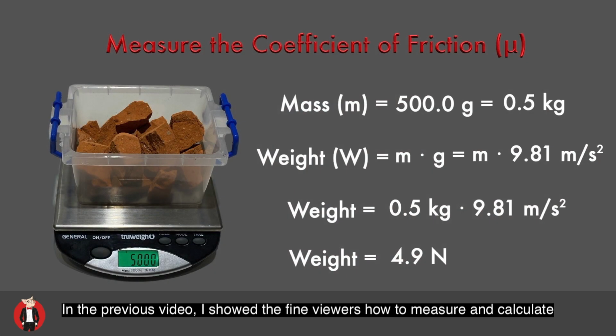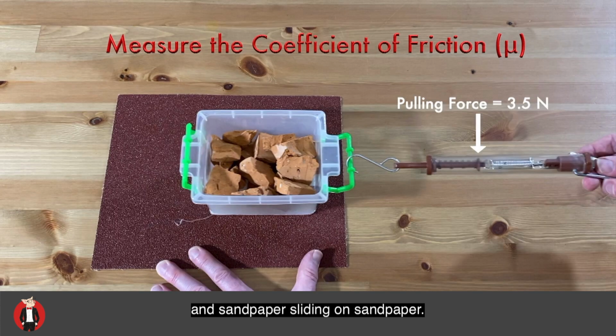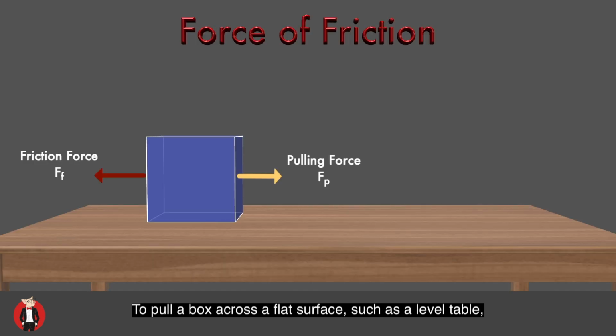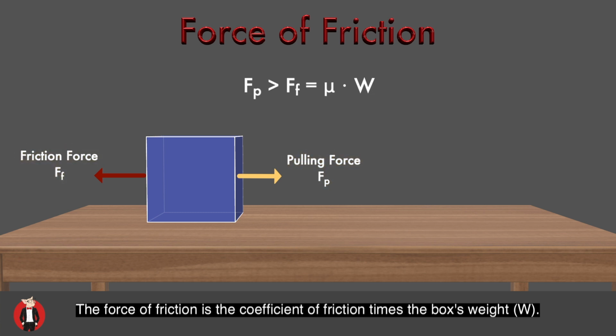In the previous video, I showed the viewers how to measure and calculate the coefficient of friction for plastic sliding on wood and sandpaper sliding on sandpaper. To pull a box across a flat surface, such as a level table, the pulling force Fp has to be larger than the force of friction, Ff. The force of friction is the coefficient of friction times the box's weight, W.